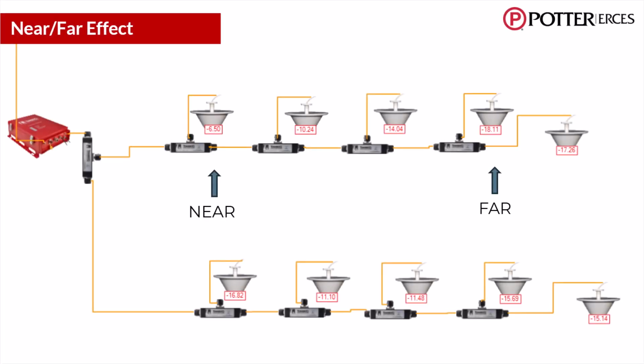Balancing the system is important to prevent what is called the near-far effect. If antennas are too imbalanced, you may create an environment where the BDA will only connect the first responder under the strongest antenna, leaving the first responders further away unable to connect to the radio tower outside. As you see in this example of an unbalanced system, the first antenna is much stronger than the antennas further down the line, resulting in this near-far effect.